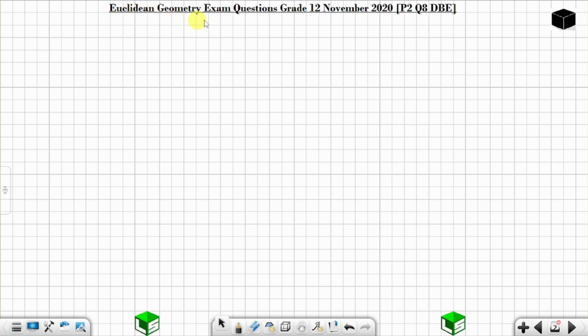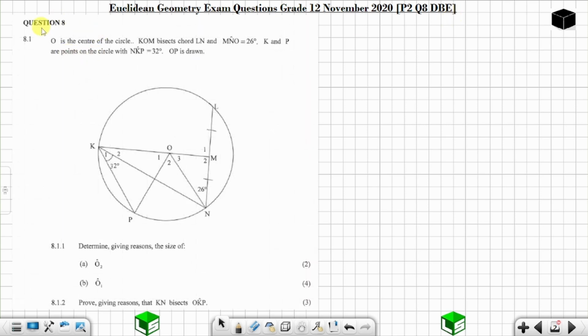Euclidean Geometry Exam Questions, Grade 12, November 2020, Paper 2, Question 8 from DBE. Okay, Question 8 from DBE, November 2020. Okay, so solution 8.1.